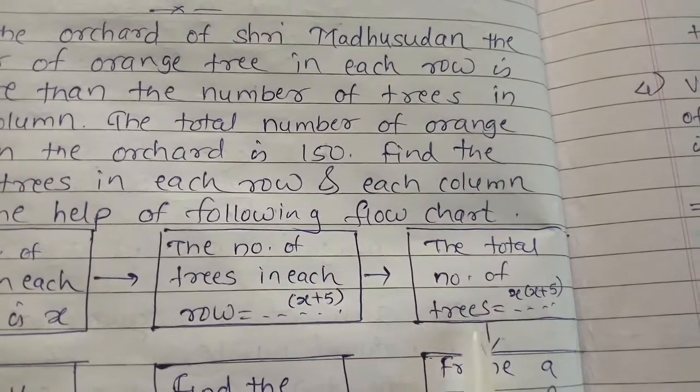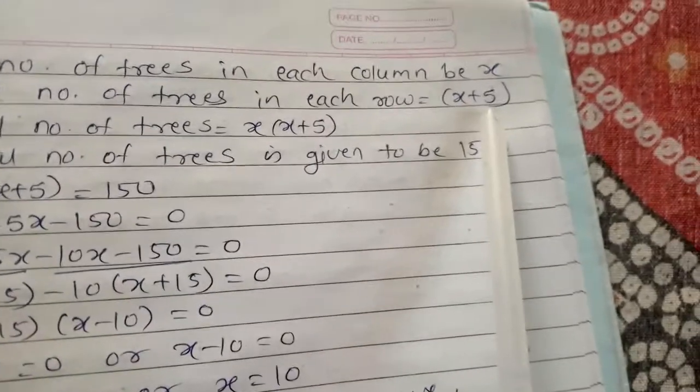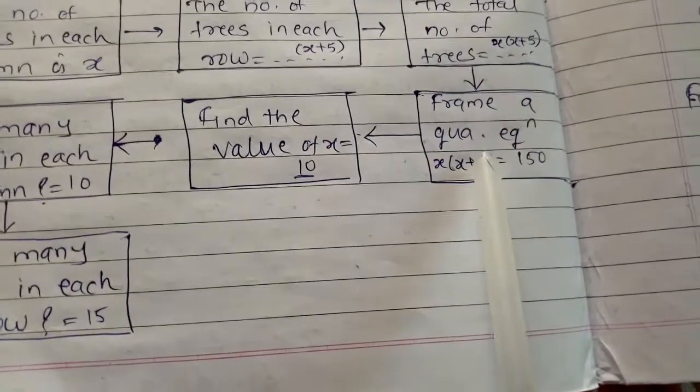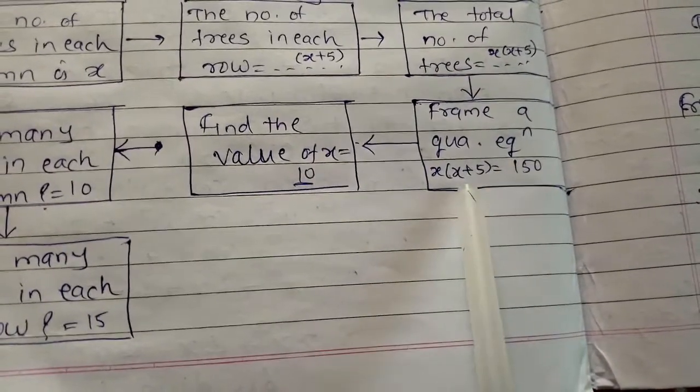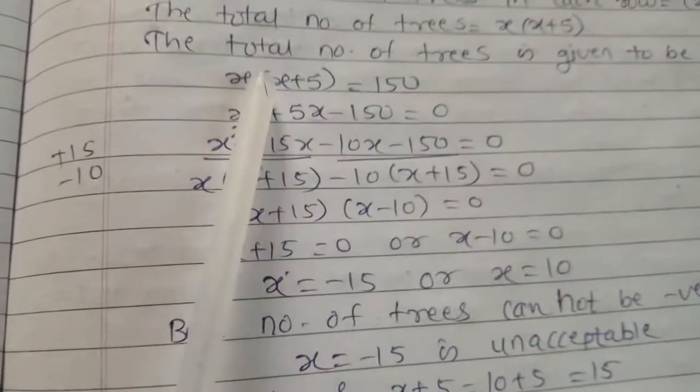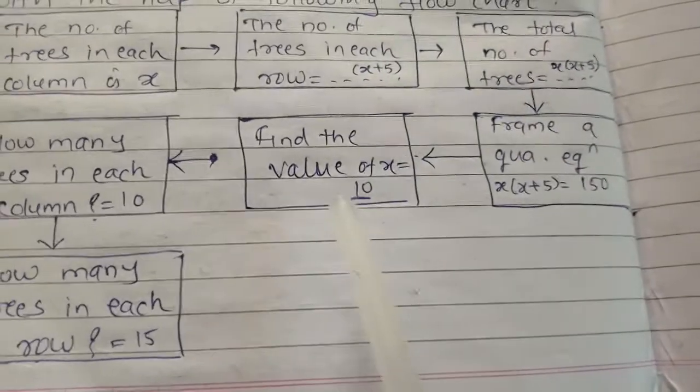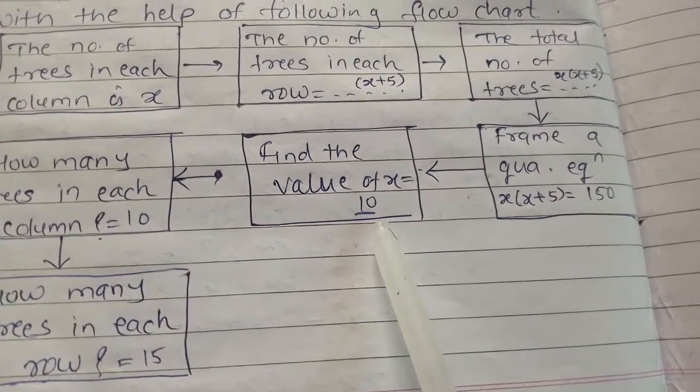Then the total number of trees is x into x plus 5. We already solved this; just we have to write it down in the flowchart. Now see, the next part is to frame a quadratic equation, that is x into x plus 5 is equal to 150. We already solved this. Next, find the value of x. So we get the value of x as 10.